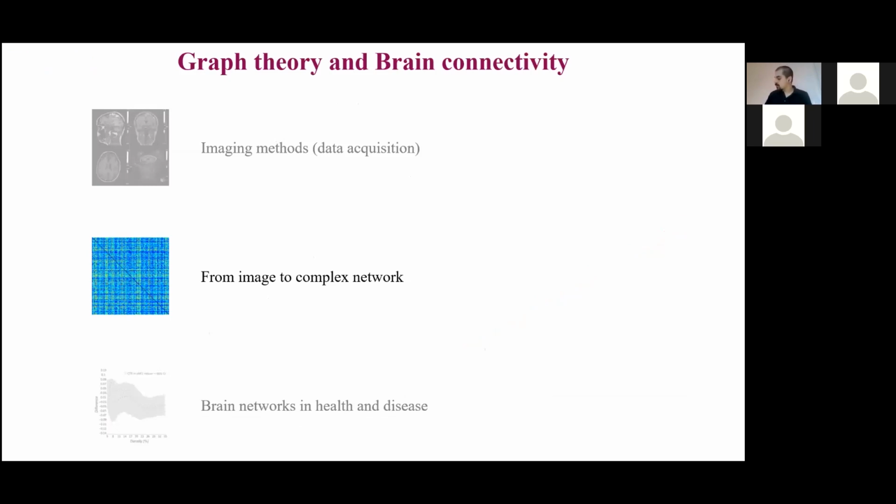So this was the second part, where I also summarized a bit how we go from an image to a complex network. And now I have come to this final part, which consists of a few studies that I'm going to speak about, which will give some indication about how the brain and its networks look in health and disease, and what we can actually learn about these behaviors.